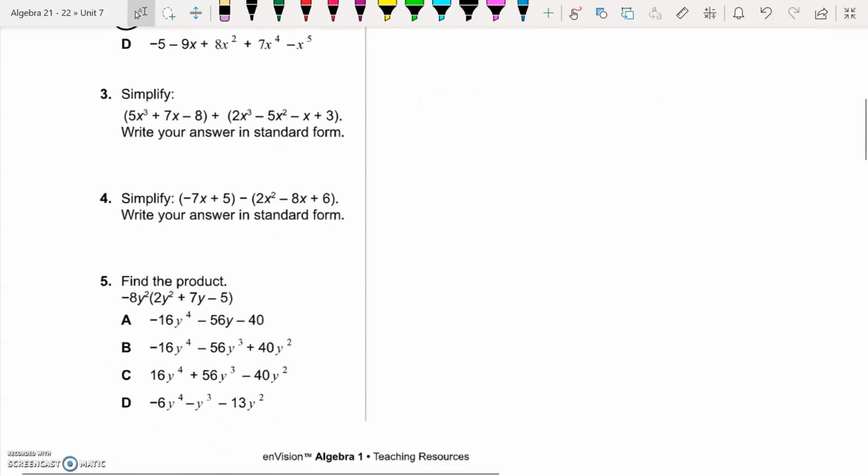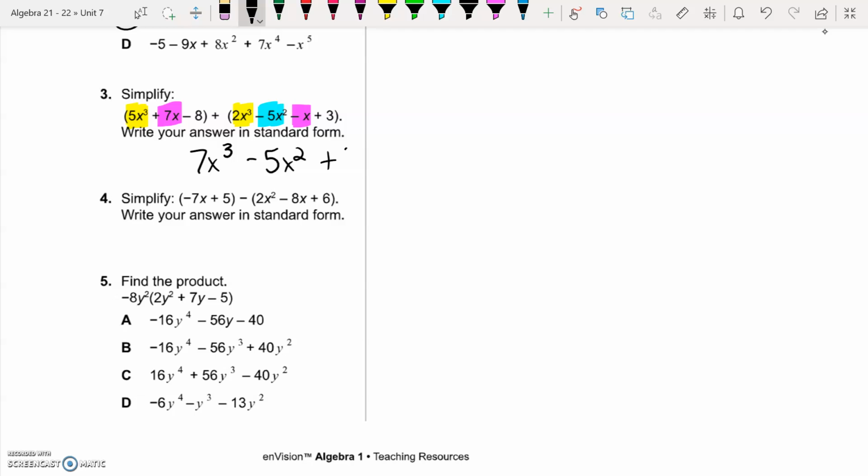Number 3, we are just adding, so we're going to combine like terms. If I look at this, 5x cubed, 2x cubed, I start with the highest exponent, that would be 7x cubed, because 5 plus 2 would be 7. When you add, you do not change the exponent. So then I would go to x squared. There's only one x squared, so I'm just going to write it one time, negative 5x squared. Then I would go to the next one, which would be 7x and negative x. So what's 7 minus 1? Well, that's 6. So I would do 6x. And the last part would be negative 8 plus 3, which would be negative 5. So that would be the answer to adding.